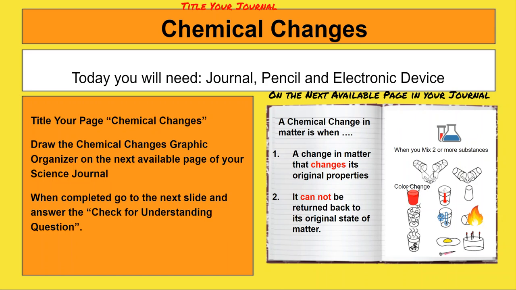Next, if you mix two or more substances together and there's a temperature change, either it gets hot or it gets cold, that is evidence of a chemical change. So again, if you mix two or more things together and it gets hot, that's a chemical change. If it gets cold, that's a chemical change. So temperature change is a sign of a chemical change.